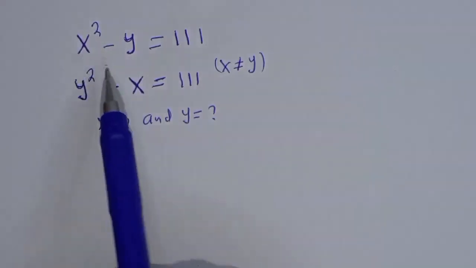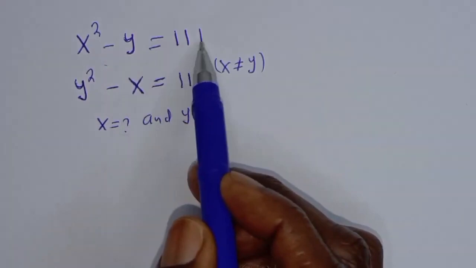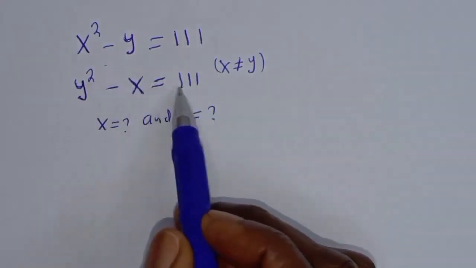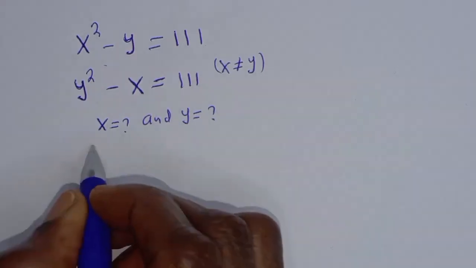How to solve for x and y from this given problem. x squared minus y is equal to 111, y squared minus x is equal to 111, provided x is not equal to y. Solution.